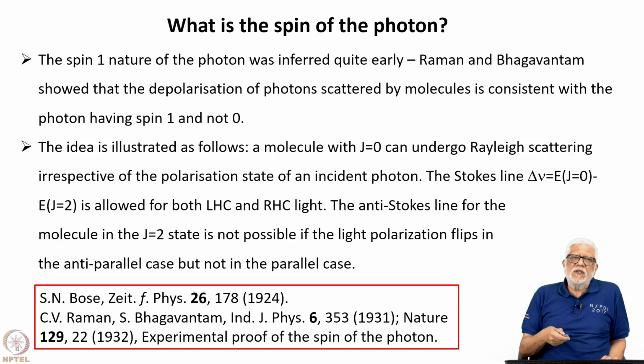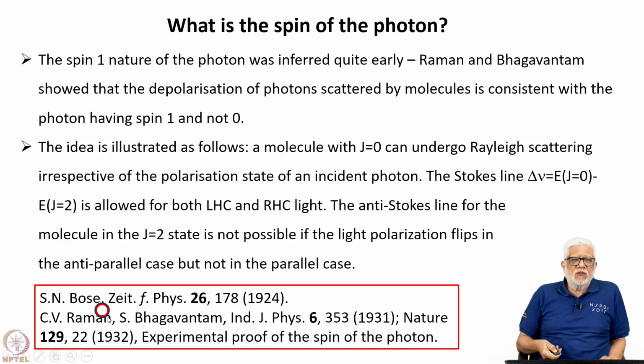However, the spin of the photon was something that was not figured out early on. In fact, the first experiment to actually demonstrate the spin of the photon as being 1 was due to Raman and Bhagwantam. These are the references in 1931, and they reported a better version of the experiment in Nature in 1932. The paper is titled Experimental Proof of the Spin of the Photon.